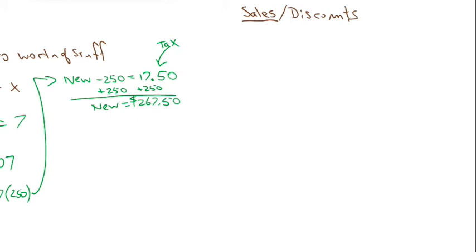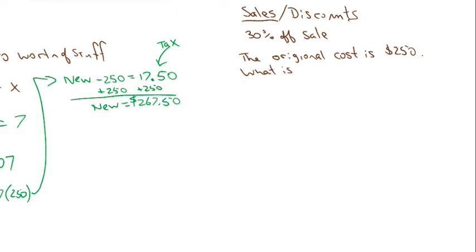So let's say there's a 30% off sale. It's also known as a 30% discount. You gonna live? No. Let's say the original cost is $250. What is sale price?